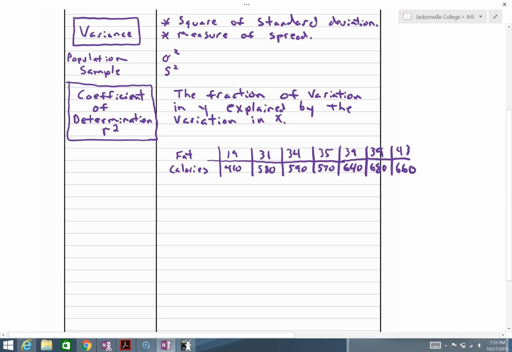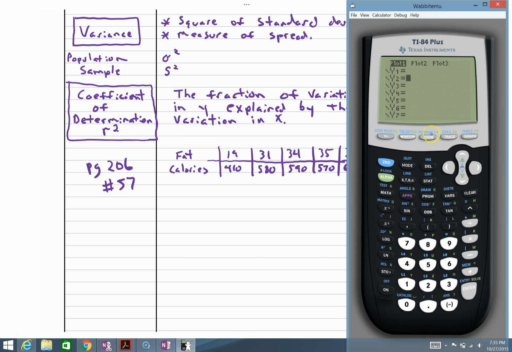This data is on page 206. This is number 57. Enter this data in list 1 and list 2 at this time. Once you have your data in there, we're going to graph the data, making sure your plot 1 has been selected and you've selected the scatter plot. We will zoom 9, and here's our scatter plot. You can see it is indeed a positive association. As the number of fat grams increase, the number of calories tend to increase. And it's definitely linear, and it looks fairly strong.